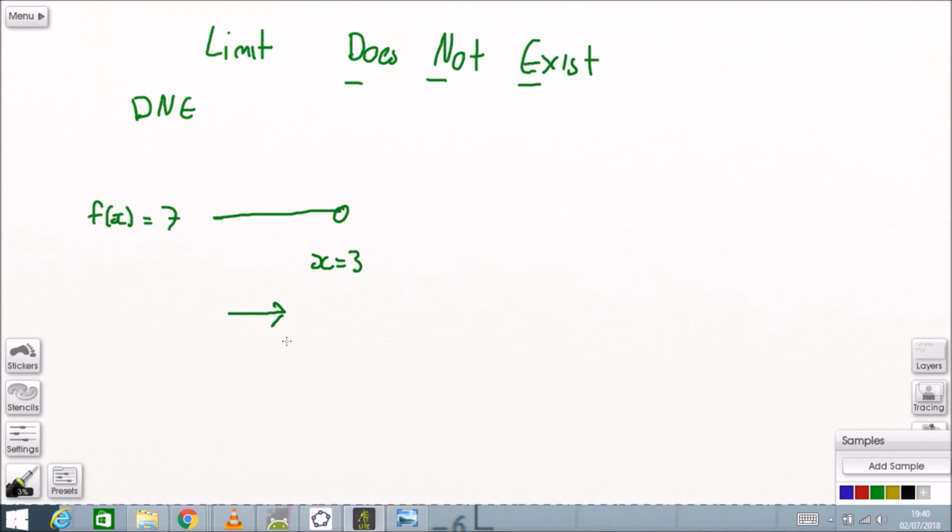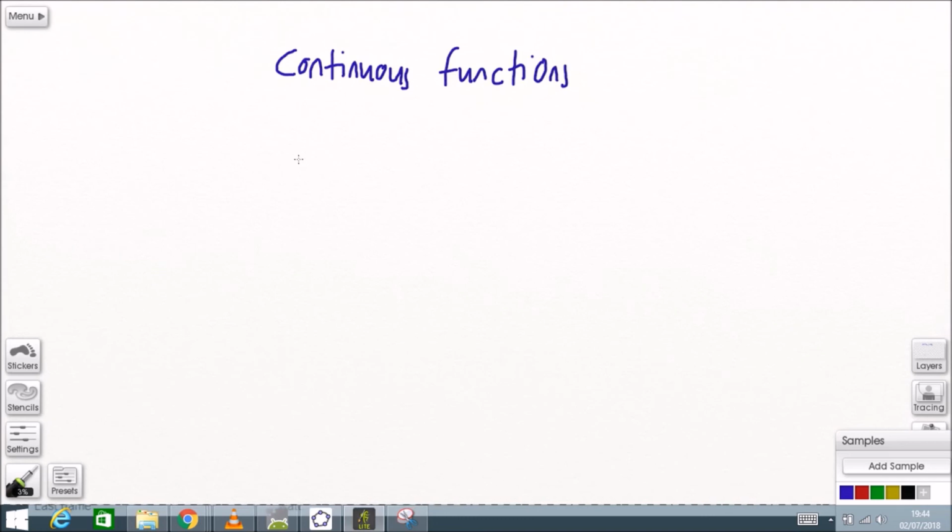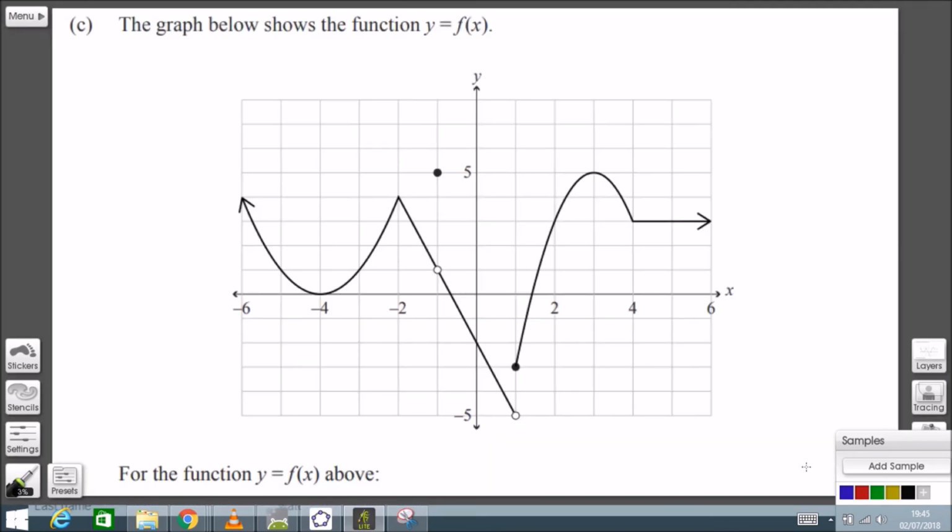Here's a function that just stops. Let's say the function's heading towards 7, so the limit on the left is 7, but the limit on the right, well, we don't know, there is no function on the right. So we say if it doesn't approach the same value from the left and the right, it doesn't exist. Here we've got a function with a bit of a gap, so for the same reason as before, the gap means the limit doesn't exist. Right, see if you can tell me where the limit doesn't exist for this function.